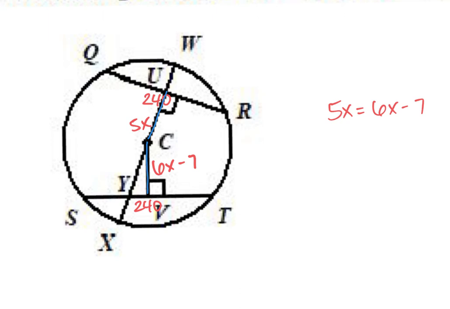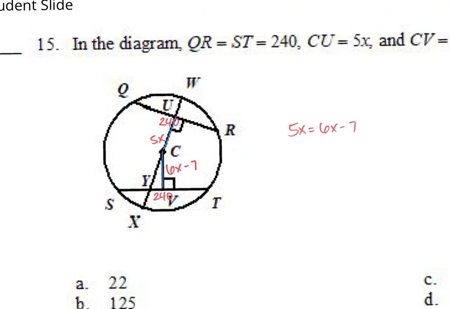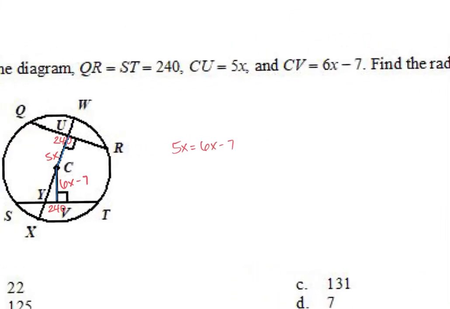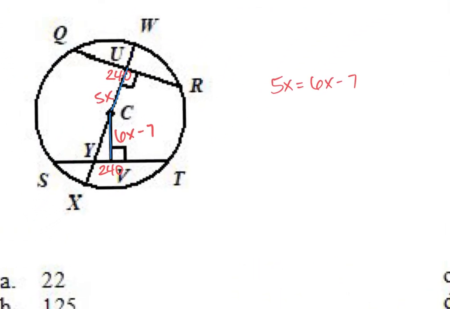And it told us that CU was 5x, and CV was 6x minus 7. So did we set those equal to each other? Yes. Perfect. Did we subtract 6x from both sides? Yeah. And we should have gotten negative x equals negative 7. X equals 7. Did we get that? Yeah. Let's go. We're not done though. Why not?